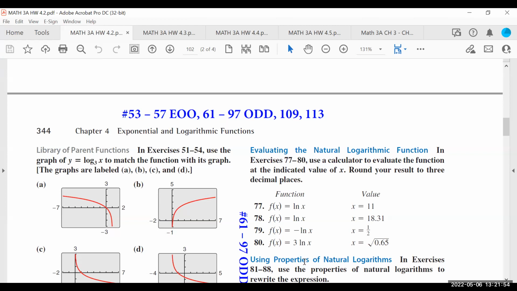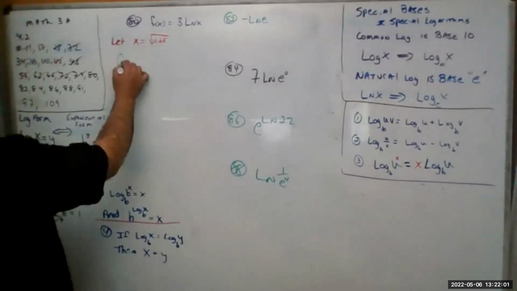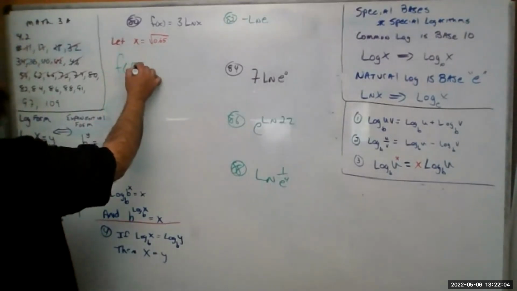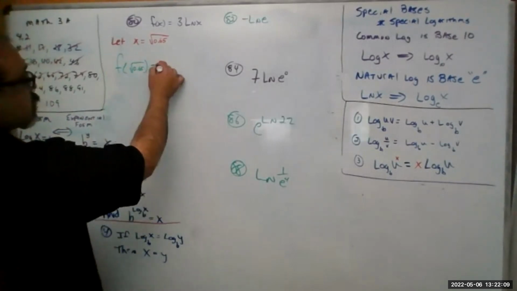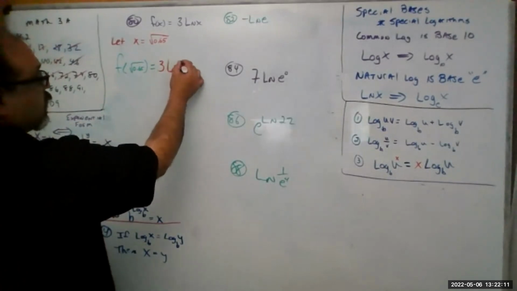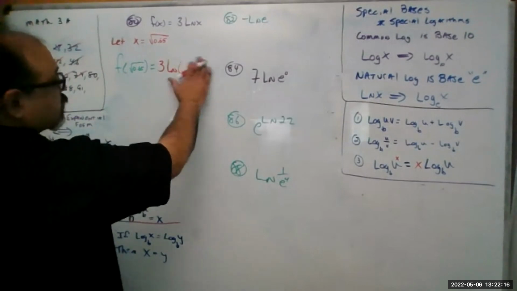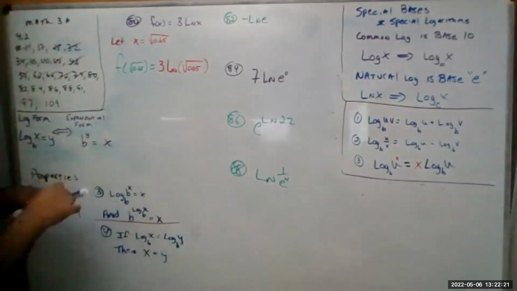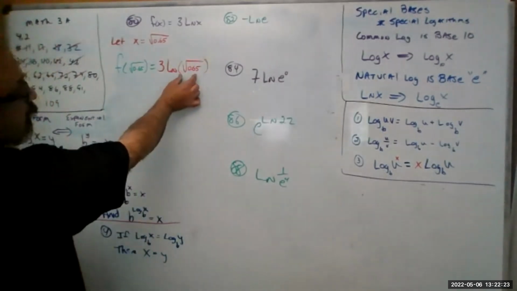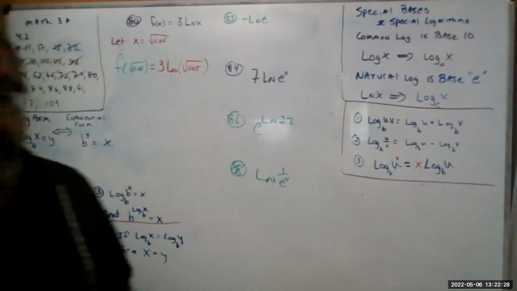So make sure you're plugging it into the correct button. Real quick, I'm going to write it out. So that means f of square root of 0.65. I'm going to get 3 times the natural log of, inside my logarithm, the square root of 0.65. Order of operations, okay, you can actually just punch this in exactly as is. Let's just punch it in exactly like that. I'll show you.